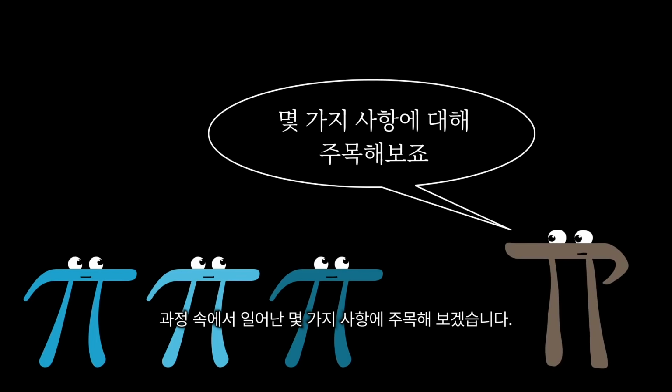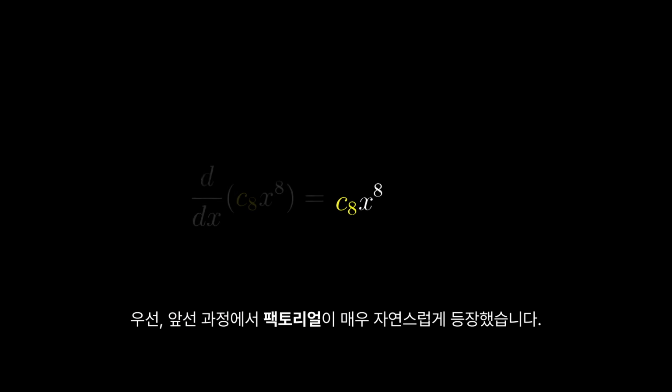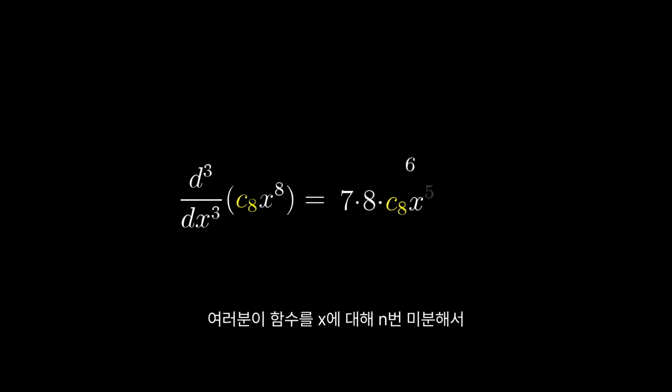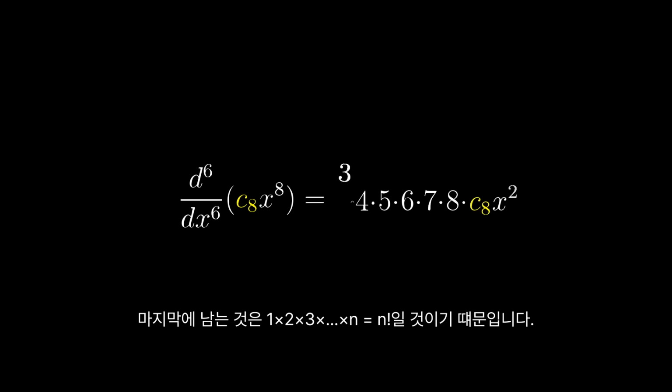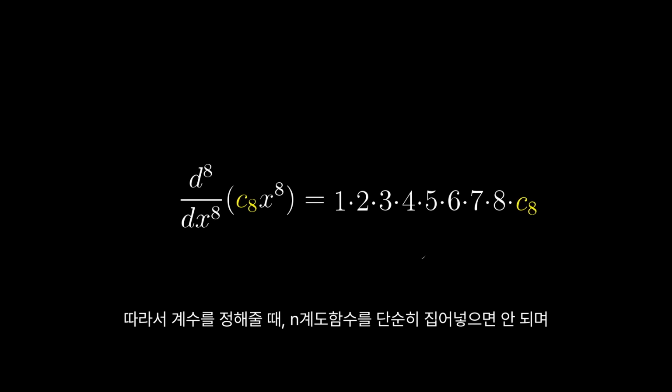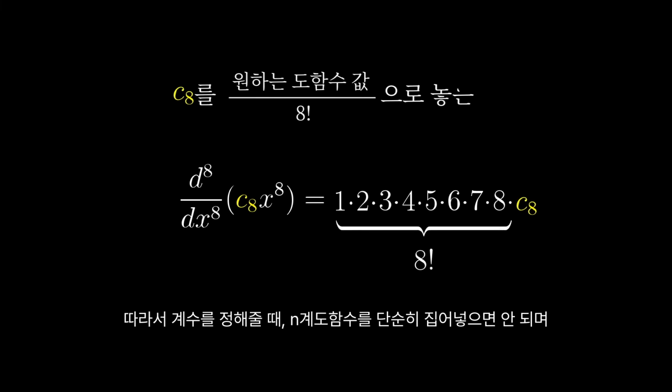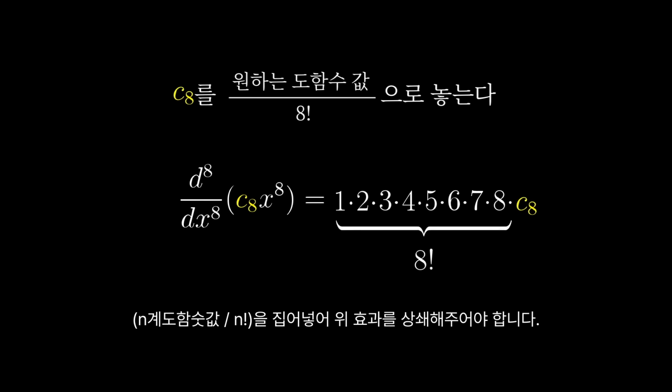Now take a step back and notice a few things happening with this process. First of all, factorial terms come up very naturally in this process. When you take n successive derivatives of the function x to the n, letting the power rule just keep cascading on down, what you'll be left with is 1 times 2 times 3, on and on up to whatever n is. So you don't simply set the coefficients of the polynomial equal to whatever derivative you want. You have to divide by the appropriate factorial to cancel out this effect.